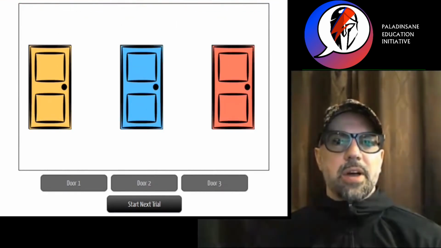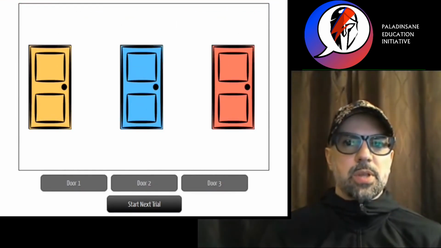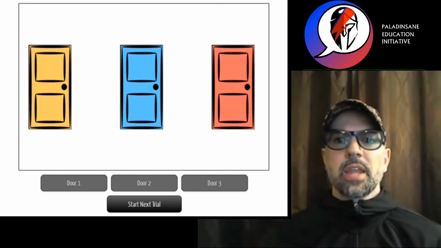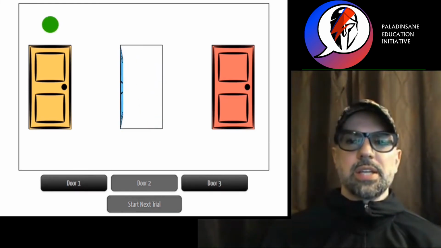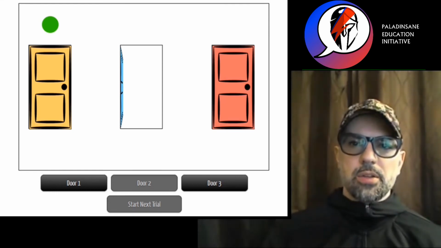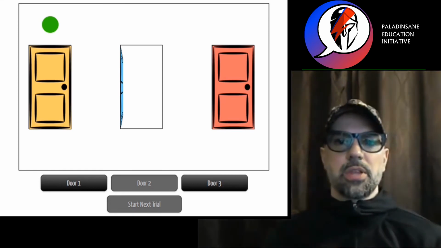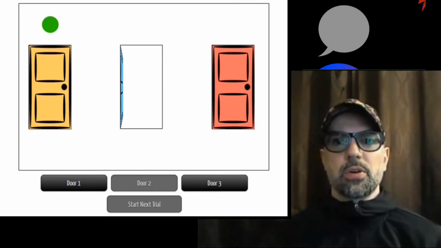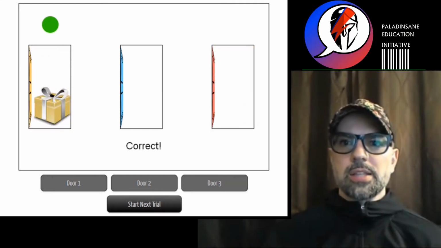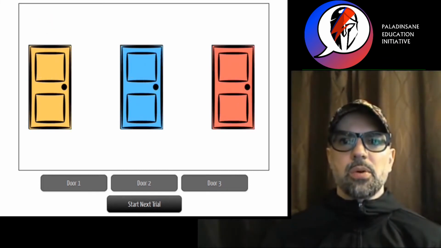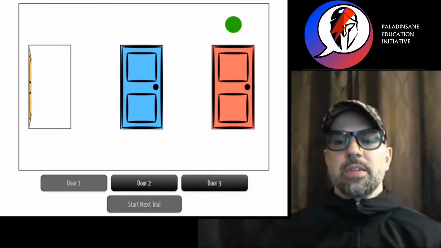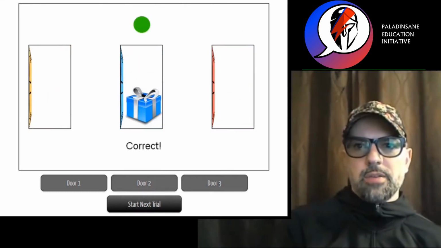So here we have an example screen grab from this CogLab. There are your three doors. So you would choose the yellow door, and the computer would reveal that there is nothing behind the blue door. And then your choice is whether you stay with door one or whether you change to the unopened door that you haven't selected, door number three. In this case, if you stayed, you would have won the prize. And here is another example where you choose the red door, the computer opens the yellow door, and this time, if you switch, you would have won the prize.